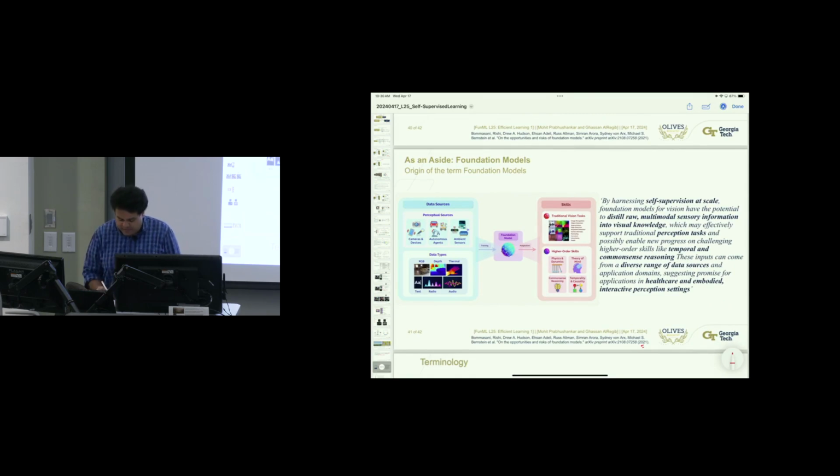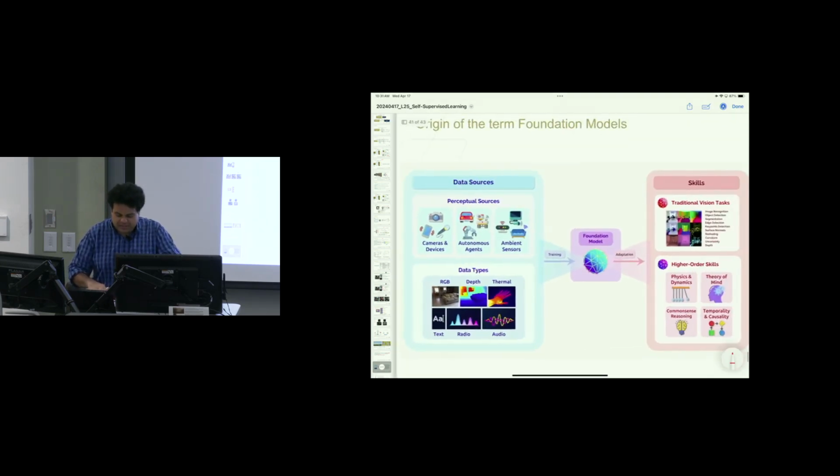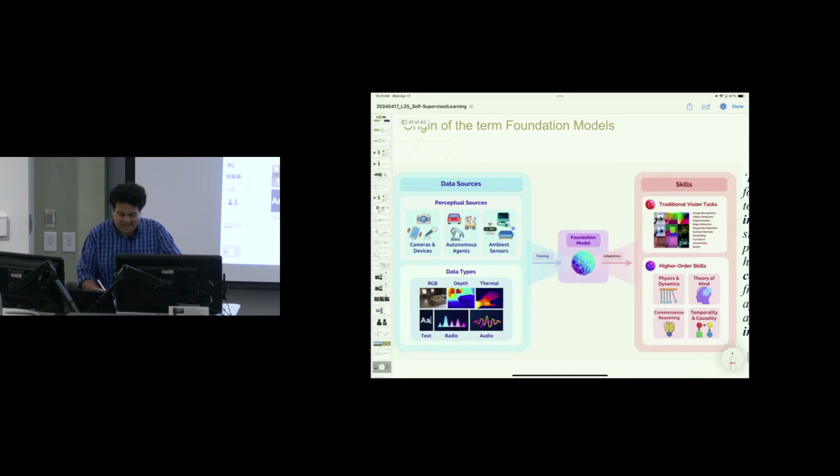In this paper, I think, was the first time the terminology was used. Actually, I'm not sure about that, but this is the most popular one, which popularized the terminology of foundation models. If you go through the image itself, your data sources can be any kind of sources. Generally we think of cameras, which give us images, right? But it doesn't have to be. It can be some kind of ambient sensors.